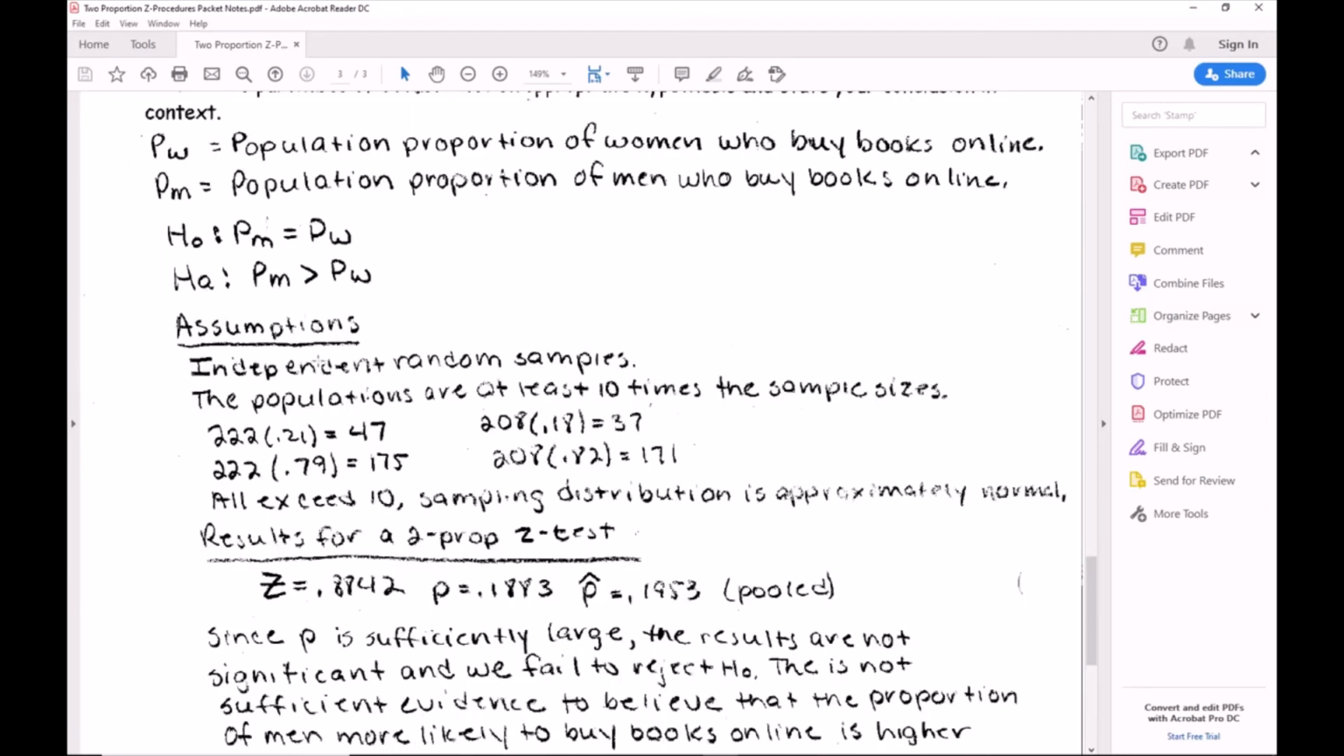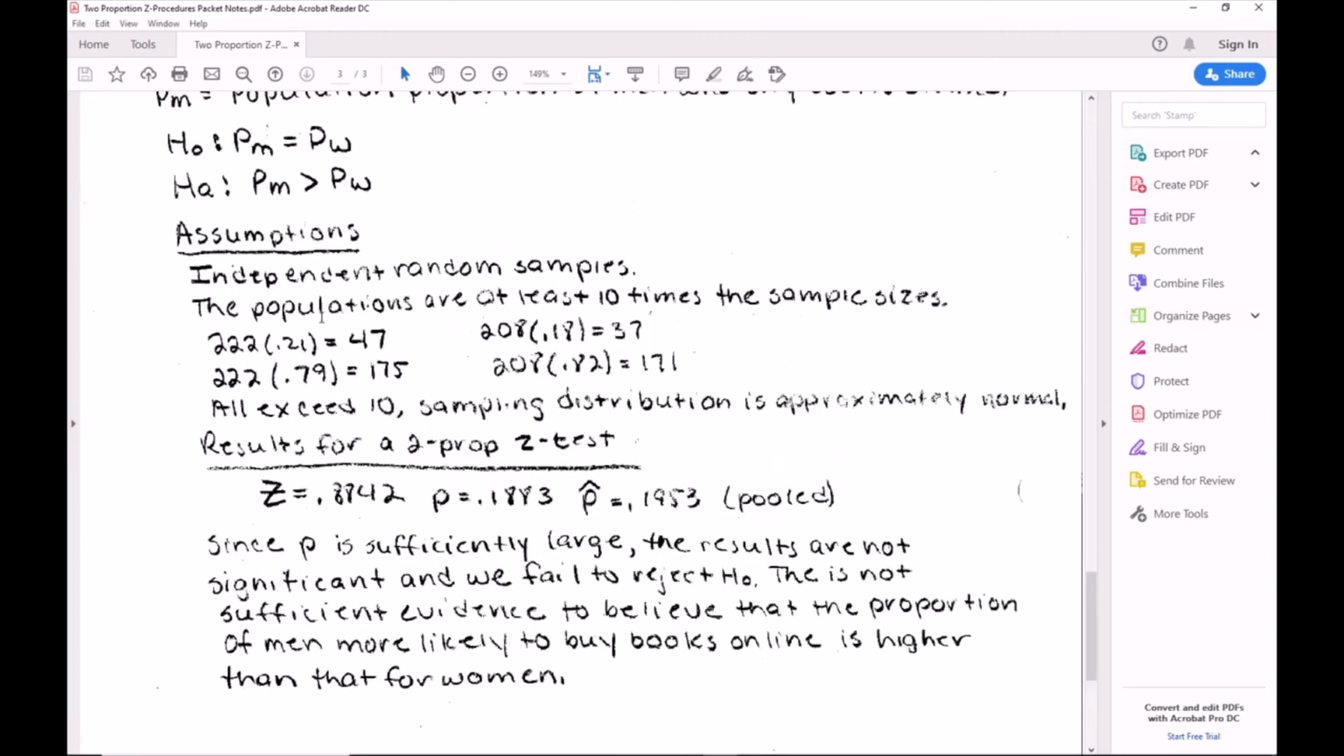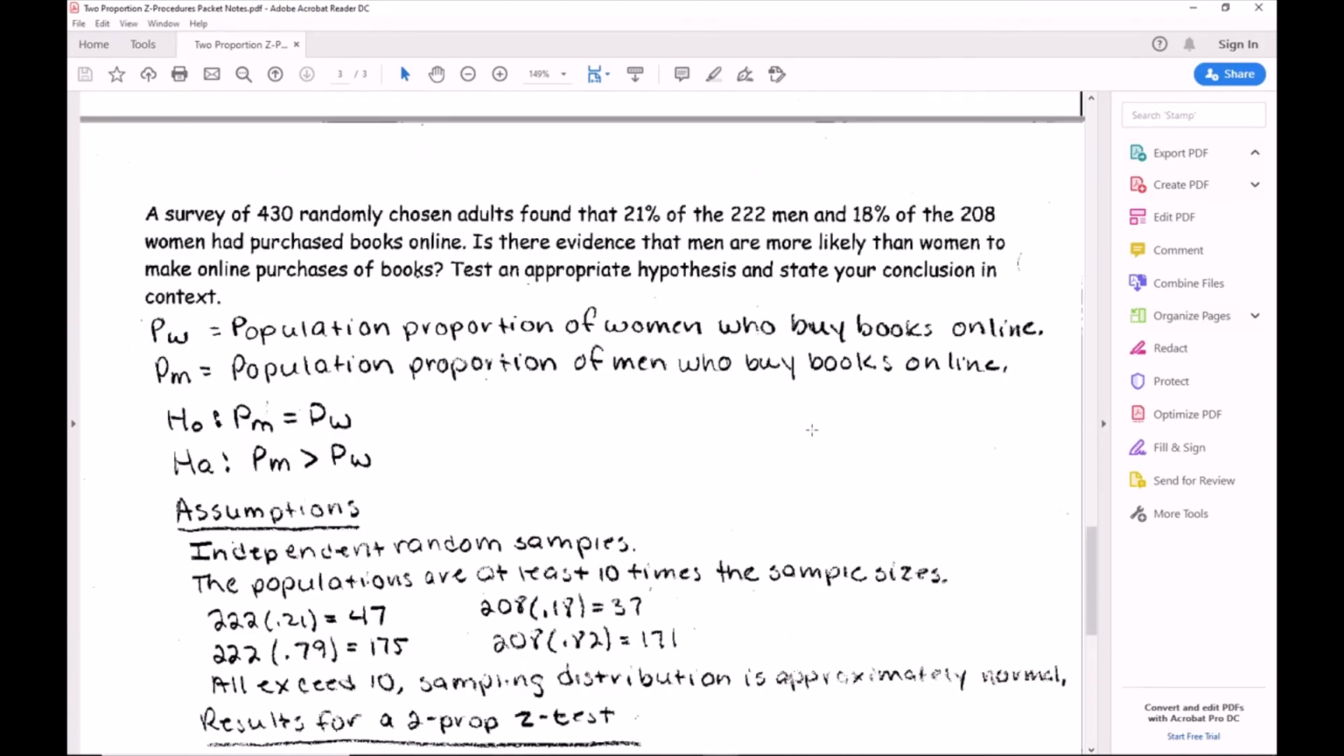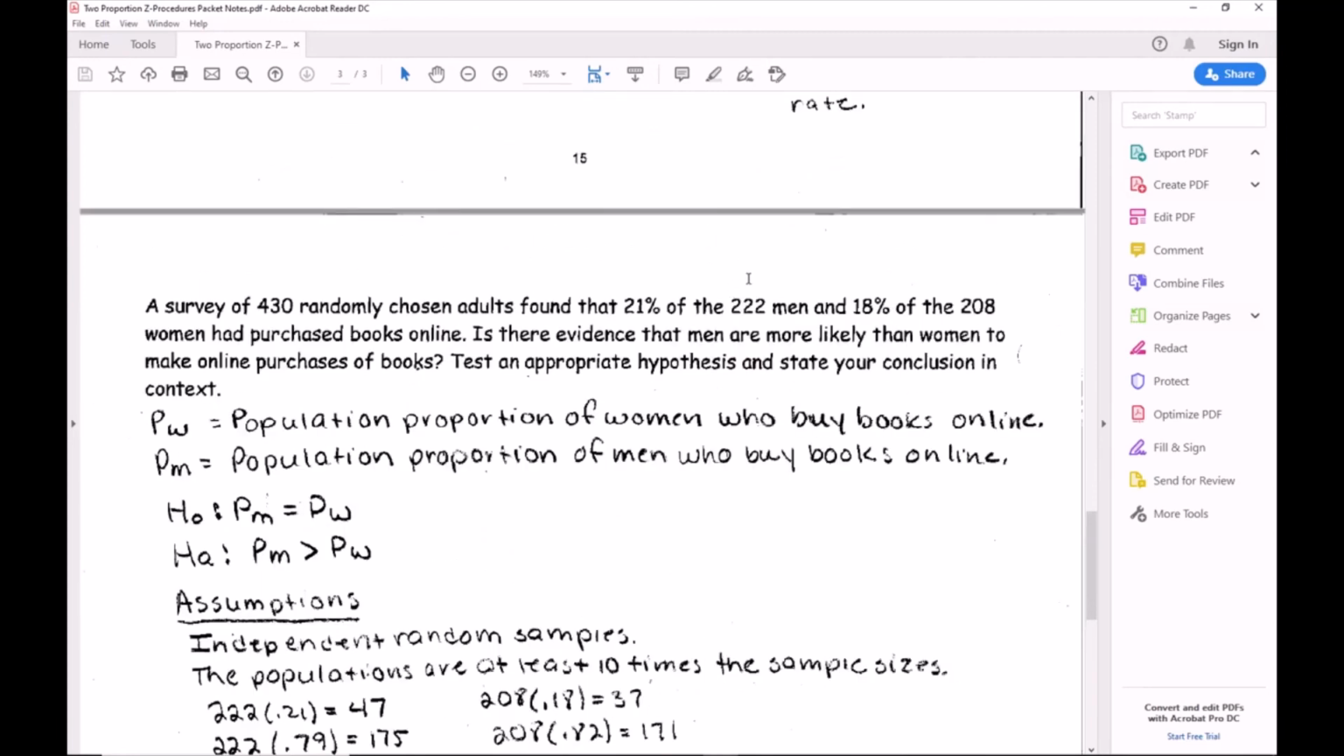Easy. These are independent random samples. Men can't be women, women can't be men, and they don't mix into their respective other groups. They stay in their own. So they're independent and we're told they're random. Now for here, these actually all come to decimals, and I did the rounding here. So this is actually the X for the men, 47, and 37 is the X for the women. That would be 47 would be X, 222 would be N, and that would be for the men, and then 37 would be X for the women, and 208 would be N.